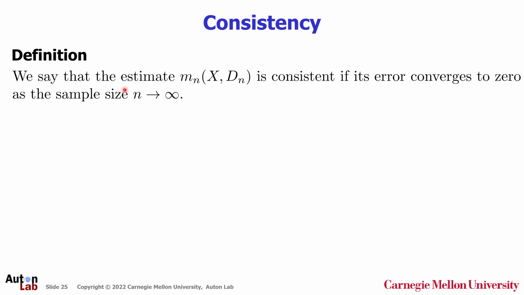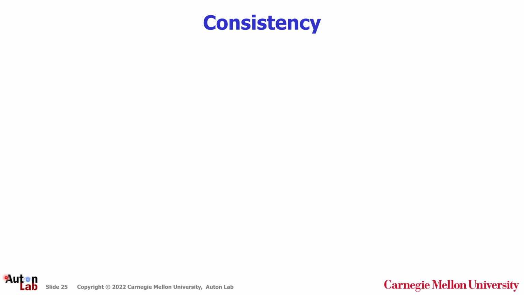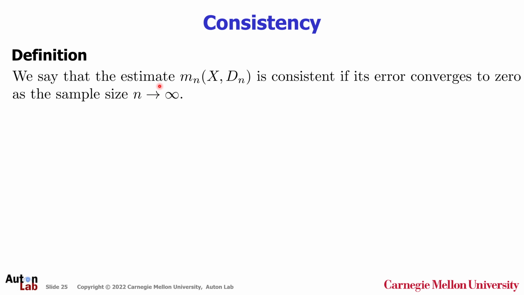Now we are ready to define the consistency of an estimator. We say that an estimate mn is consistent if its error converges to 0 as the sample size n is increasing to infinity. Based on what kind of stochastic convergence we mean on this, we can talk about weak consistency and strong consistency. Let's define the weak consistency first.